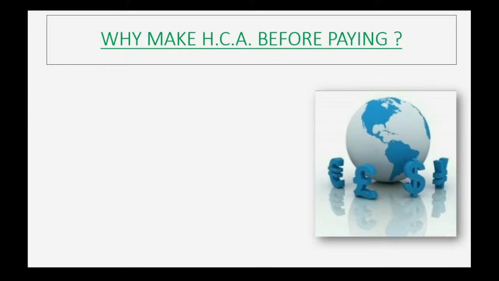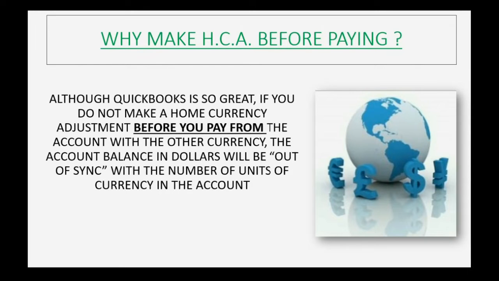So why do we need to make a home currency adjustment before we remove the foreign units from the foreign bank account? Well, although QuickBooks is so great, if you do not make a home currency adjustment before you pay from the account with the other currency, the account balance in dollars will be out of sync with the number of units of currency in the account. Now, what am I talking about?